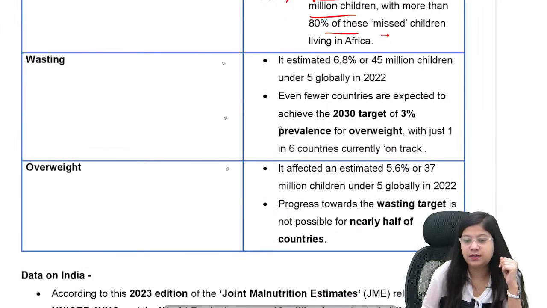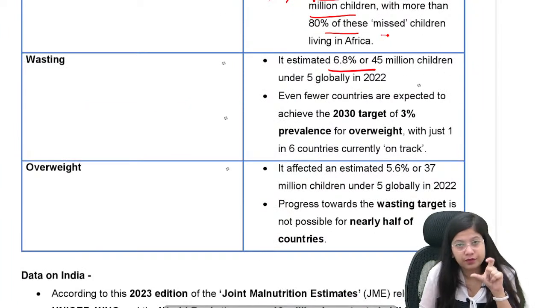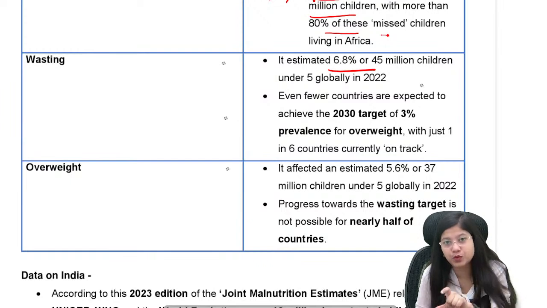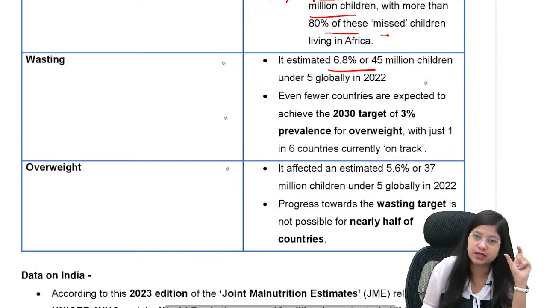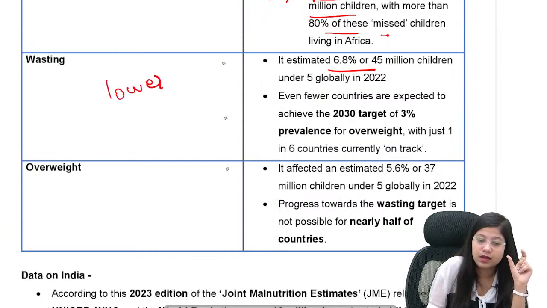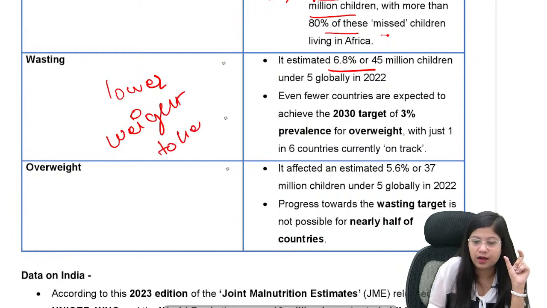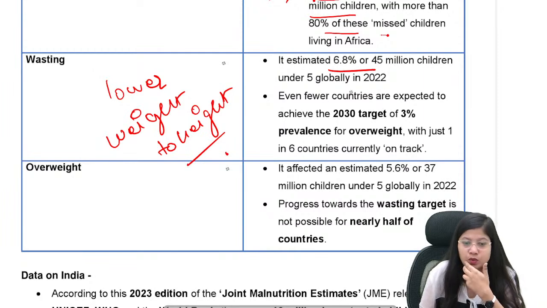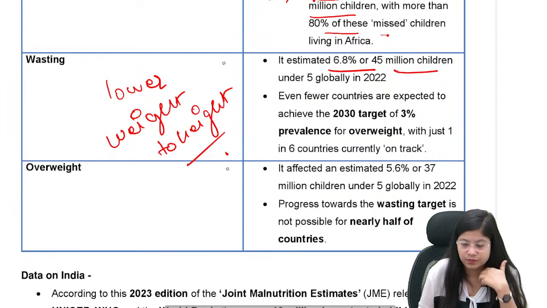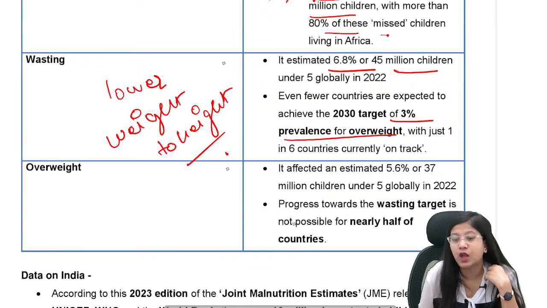Wasting, it is estimated 6.8% of the world's total under 5 children are suffering from wasting. That is lower weight in comparison to height. Okay. So these children are wasted. 45 million children is the absolute number. The target is 3% prevalence of overweight by 2030.